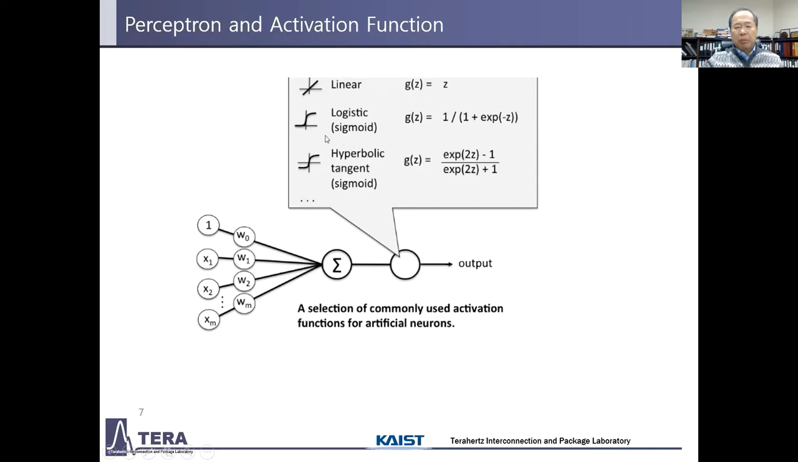The output will be between 0 and 1, and if the summed number exceeds a certain criterion, it will have an output of 1. Once again, this perceptron is the very basic element of a neural network, and in a neural network there will be billions and billions of these perceptrons. As I mentioned before, during the training process, the weight numbers from W0 to WM have to be decided.